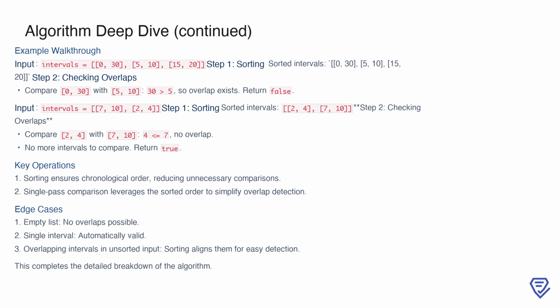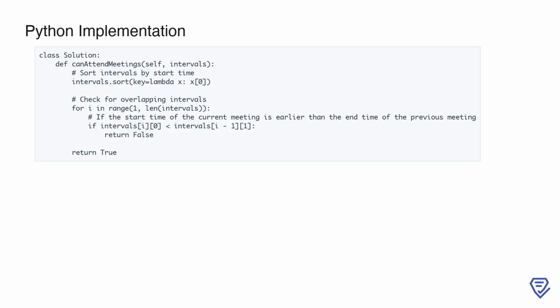This completes the detailed breakdown of the algorithm. The solution determines if a person can attend all given meetings without any overlapping conflicts. Here's the step-by-step breakdown of the implementation.